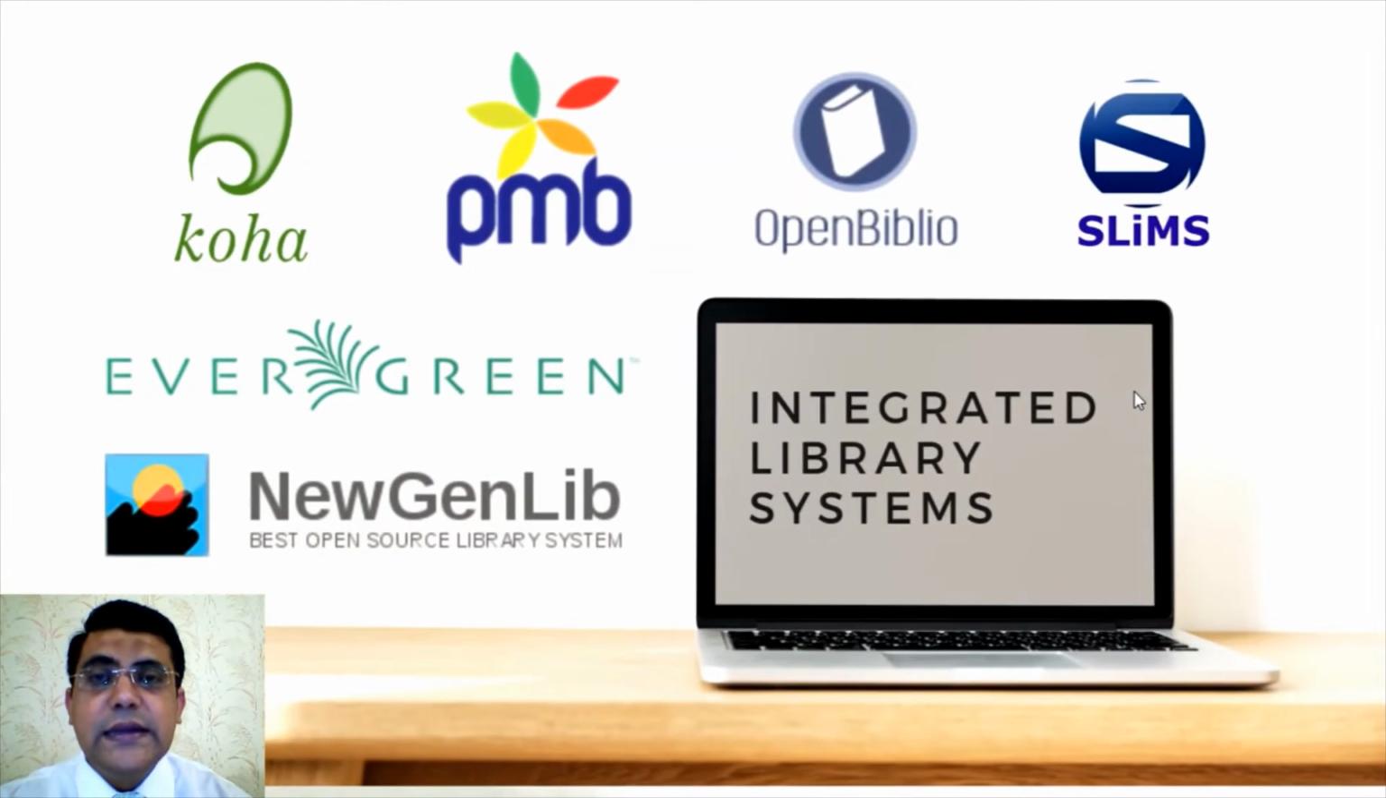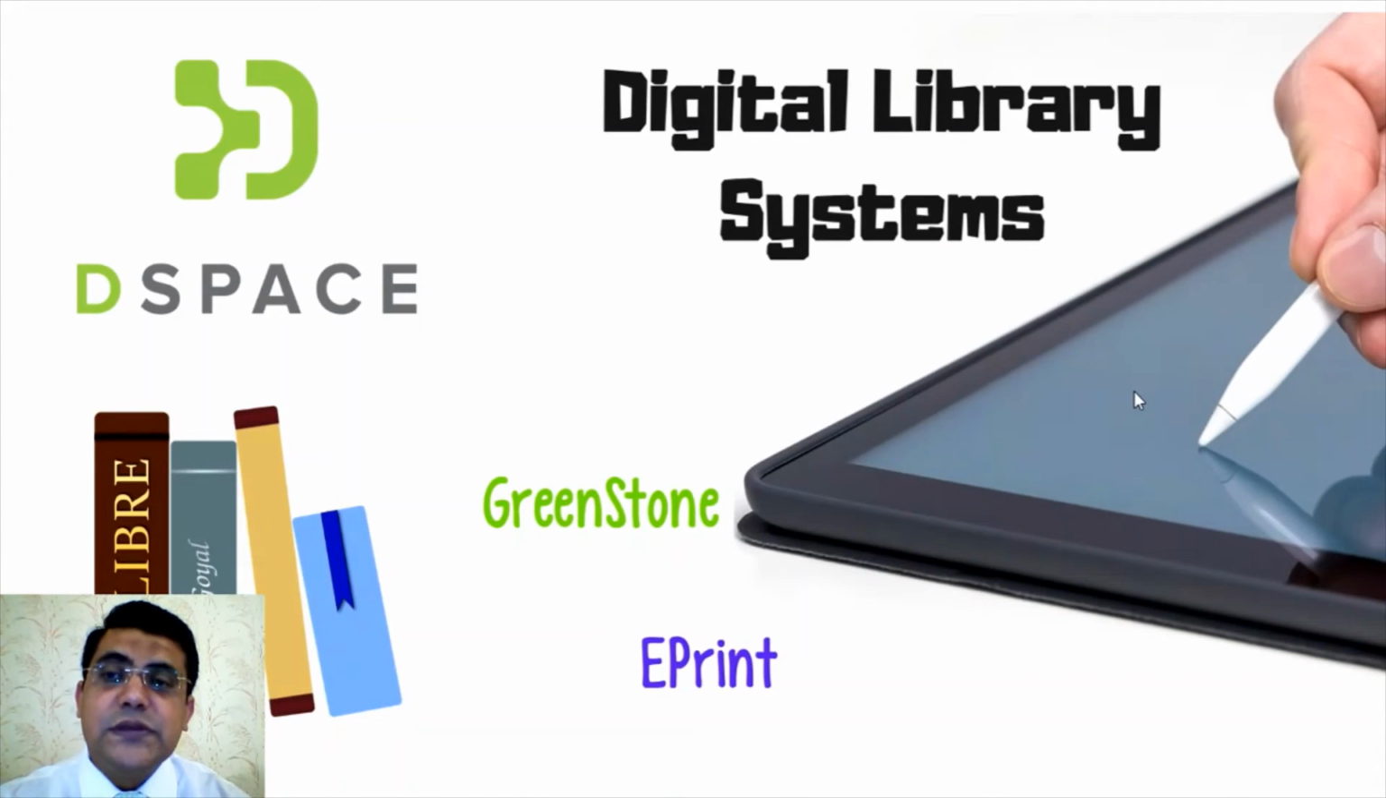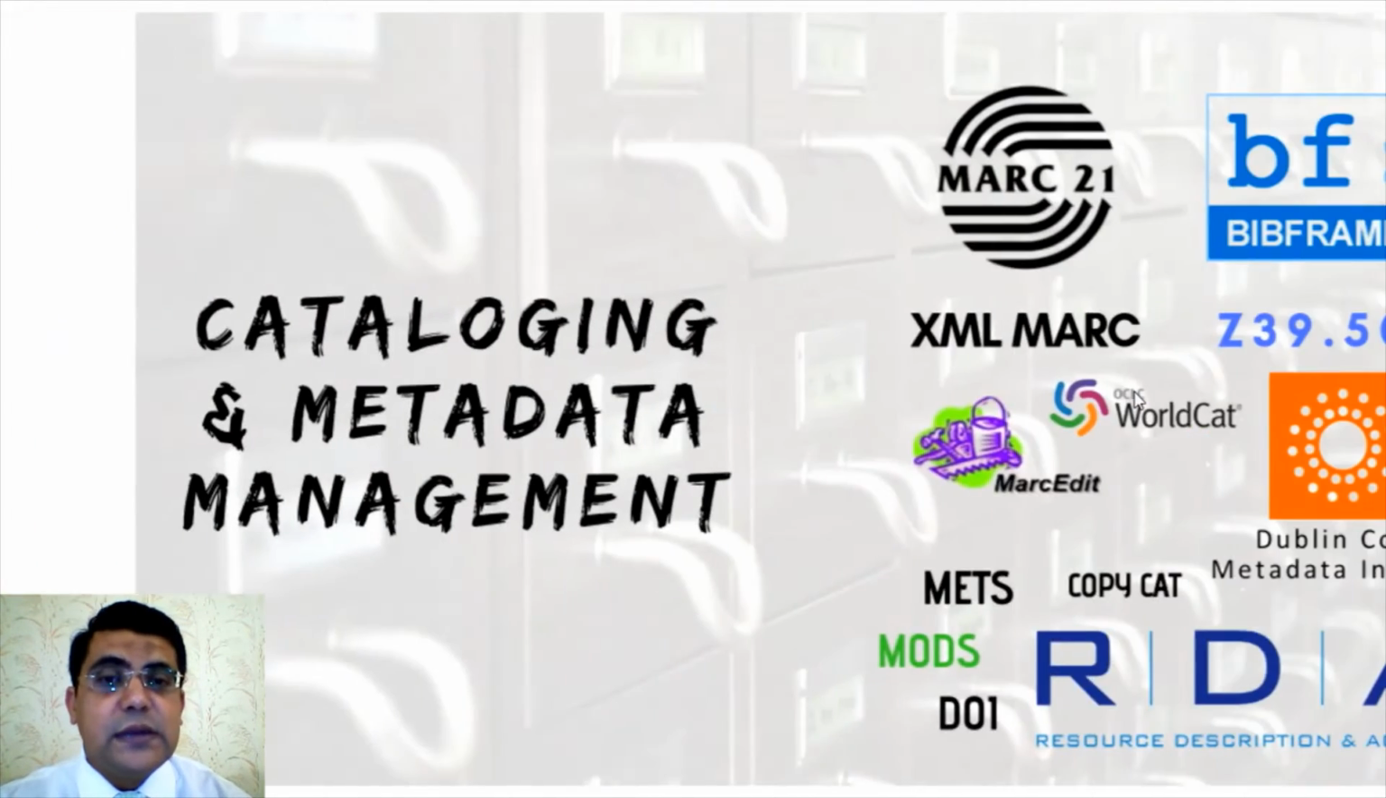Most of the integrated library systems are free and open source like Koha, PHP MyBibli, OpenBiblio, Slims, Evergreen, NewGenLib. In digital library systems, we will talk about DSpace, Calibre ebook management, Greenstone, ePrints, and some others.